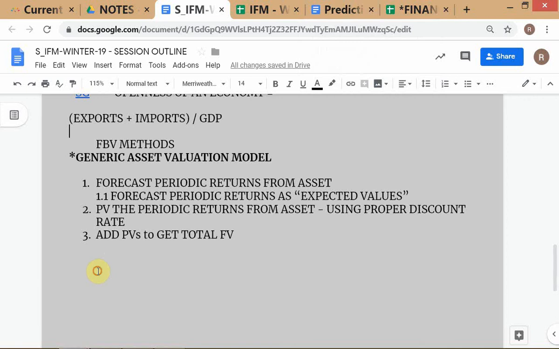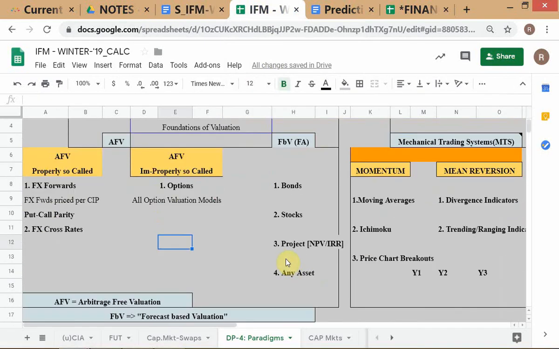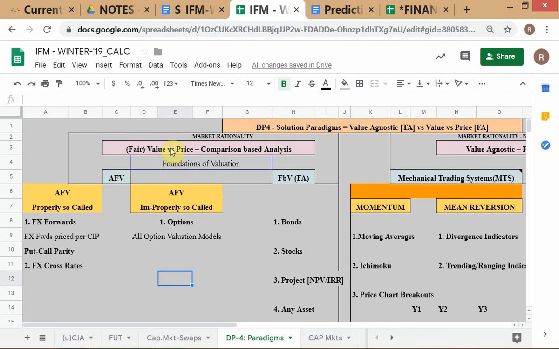Within the concept of valuation, I think we have one important point left to cover, and that is, we have two more important points to cover. Now remember that I also said that this is falling under the price versus fair value comparison method. All these things are falling under this umbrella.